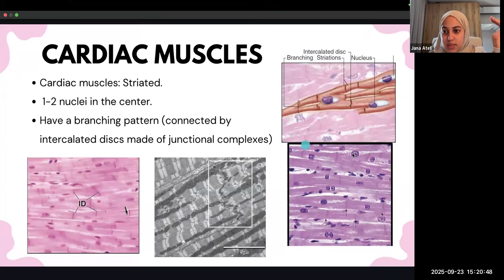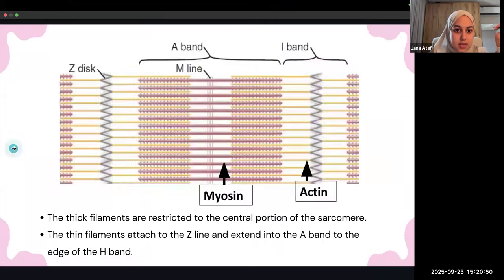Pop quiz. Can you explain what a Z-line is? Sure. The Z-line is also called a Z-disc. It's what tells you this is a sarcomere. It's basically the end of a sarcomere. So from one Z line to the other Z line, this is a sarcomere. Think about it, it's like an idea, okay?